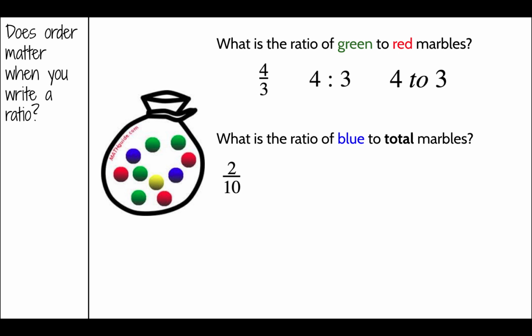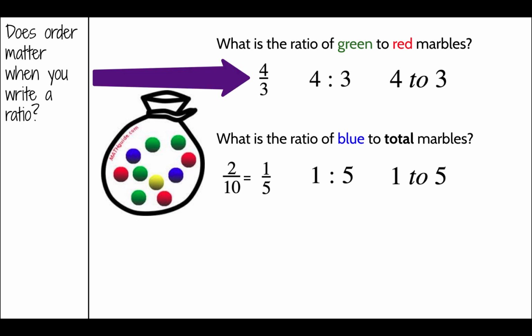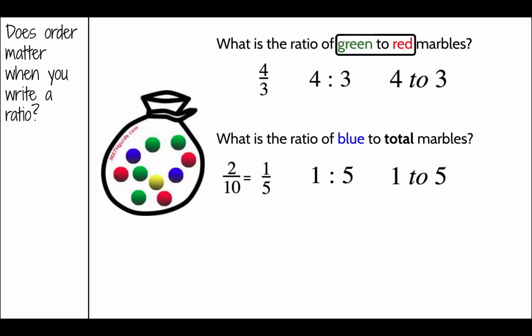Now, before I move on and write it in the other forms, I'm going to ask myself, can I simplify 2/10? Yes, I can. 2 and 10 share a factor. It's 2. That's going to give me 1/5. For every 1 blue marble, there are 5 marbles in the bag. Now, I'm going to write that using the colon, and I'm going to write that using the word to. Here, I could say blue represents 1/5 of the bag. If I was going above, I can't say green represents 4/3 of the bag. That wouldn't make sense. And that's because the very first question there is a part-to-part ratio.